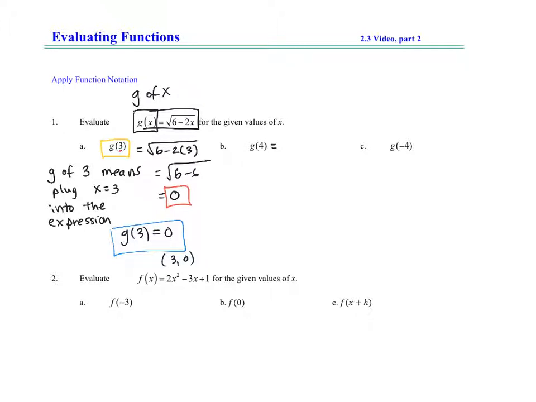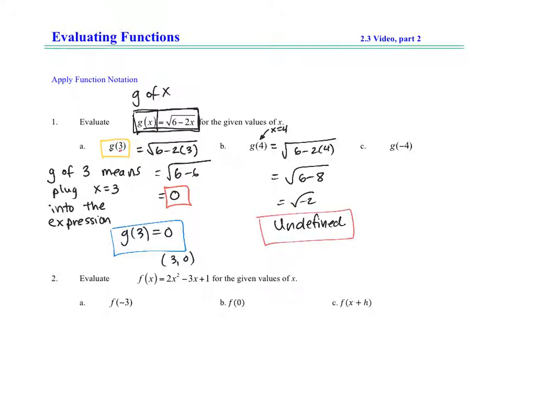We go to the function g. Input a value of 4 in for x. That's the square root of 6 minus 2 times 4, which is the square root of 6 minus 8, which is the square root of negative 2. And that is undefined. We're not going to be dealing with complex numbers as we look at functions. We're just looking at the real number system. So that is undefined.